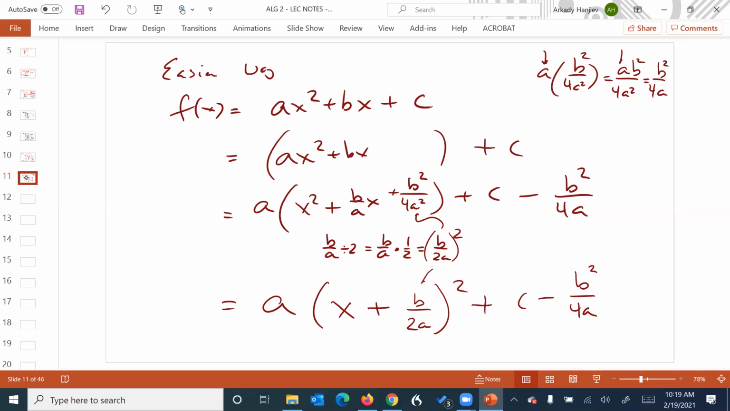Okay, so debate in the math world. You guys ready? How do we write this? Do we write it as vertex is, we do the opposite, right? So negative b over 2a. It's the opposite of this guy. And then some people put in c minus b squared over 4a. Some people do that as a formula.